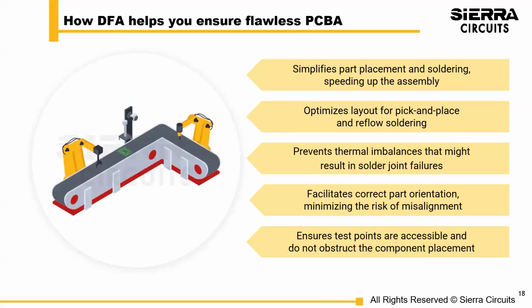So design for assembly helps you streamline the entire assembly process. By simplifying part placement and soldering, DFA significantly speeds up production. It also ensures that the layout is optimized for automated pick and place processes and reflow soldering. DFA helps prevent thermal imbalances which can otherwise lead to solder joint failures. It also promotes part orientation and reduces the risk of misalignment during assembly. And most importantly, it makes sure test points remain accessible and are not blocked by surrounding components.